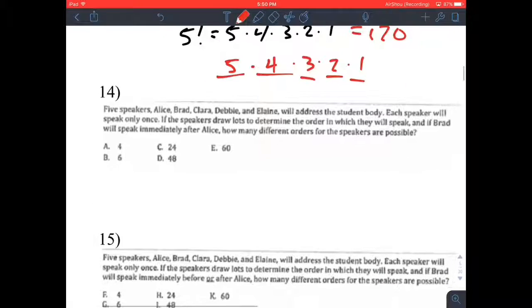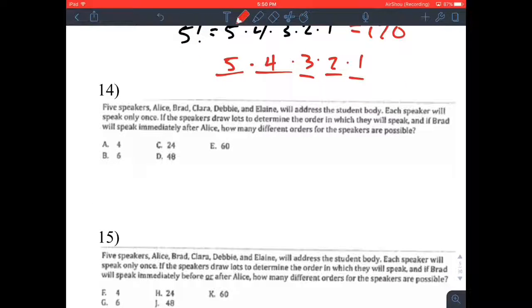Another example. 5 speakers are going to speak again. Each speaker will speak only once, same as the last time. If the speakers draw lots to determine their order, same as last time, here's something different. If Brad will speak immediately after Alice, how many different orders for the speakers are possible?